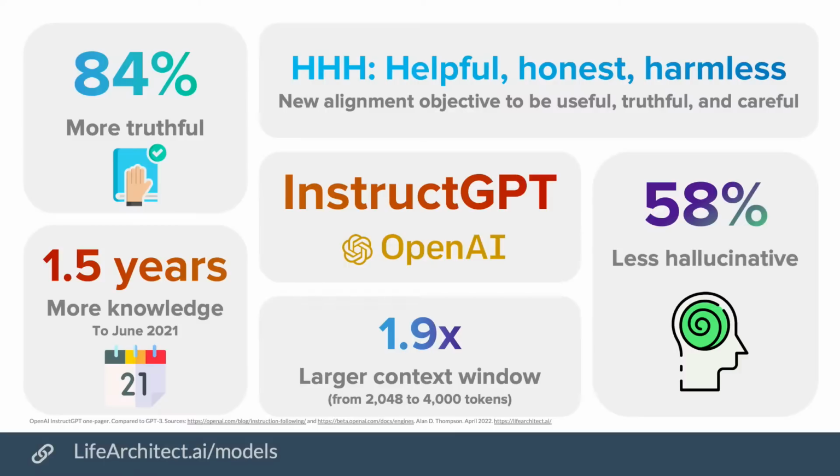84% more truthful for these Instruct models. It's got more knowledge, more up-to-date knowledge. The Instruct 002 was through to June 2021 with its data set. And of course, you've got that larger context window. It's about twice as much context, or words that you can both prompt and respond from the model. And it's 58% less hallucinative, so you should have less crazy results coming out from it as well.